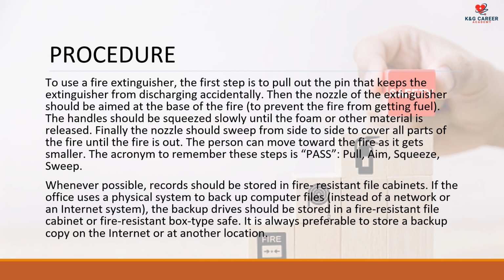Whenever possible, records should be stored in fire-resistant file cabinets. If the office uses a physical system to back up computer files, instead of a network or an internet system, the backup drives should be stored in a fire-resistant file cabinet or fire-resistant box-type safe. It is always preferable to store a backup copy on the internet or at another location.